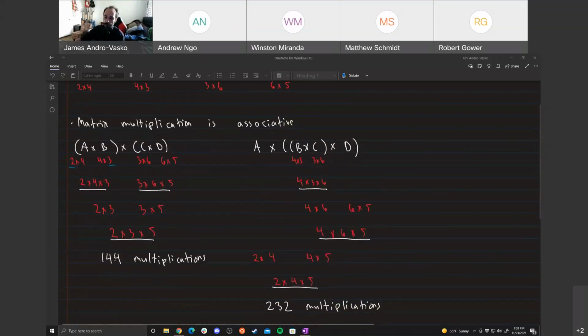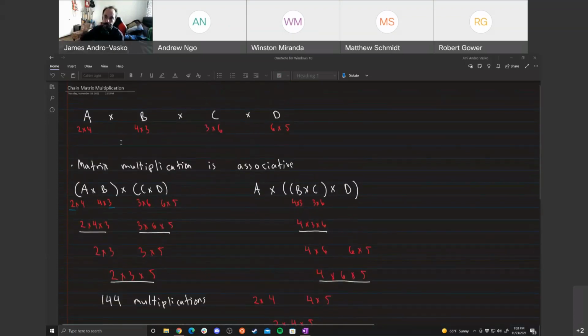This one had 144, this one had 232. And the trick to doing these is, well, we have the dimensions, let's say A times B. So the amount of multiplications needed for A times B would just be 2 times 4 times 3 because we have 2 rows in A and 3 columns in B. So the rows in A multiply to the columns of B, and there's 4 elements in each row of A and 4 rows in B. So we do 4 multiplications and do it for each row and each column of B. So 2 times 4 times 3 is the amount of total multiplications that we're going to do.